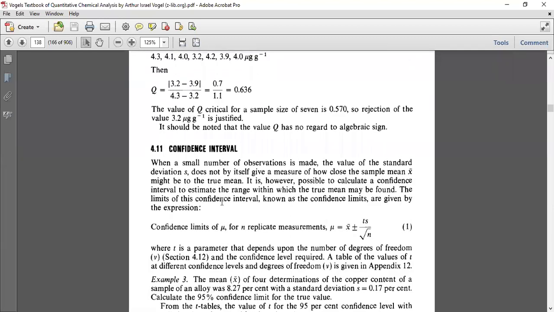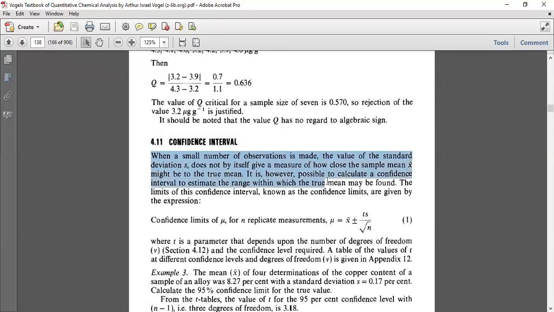Then confidence interval. This was also a point that we have already done. What is a confidence interval? We have to find out the proper range, isn't it? If you read this point, when a small number of observations is made, the value of the standard deviation S doesn't by itself give a measure of how close the sample mean X bar might be to the true mean. So it is possible to calculate the confidence interval to estimate the range within which the true mean may be found. So this is a major use of confidence interval as a statistical tool.